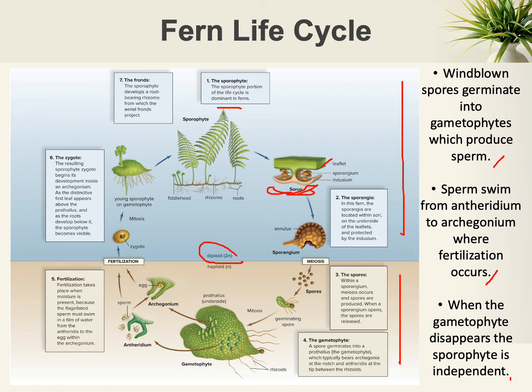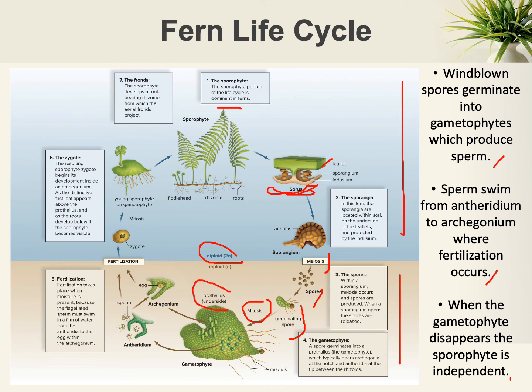In this fern, the sporangia are located within the sorus, on the underside of the leaflet, and protected by the indusium. Within a sporangium, meiosis occurs and spores are produced. When a sporangium opens, the spores are released, usually blown by the wind. Then we have the germinating spore. They go through mitosis, and the spore germinates into a prothallus. This is very important for the fern life cycle.